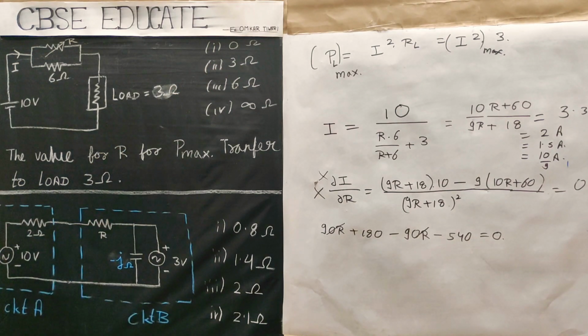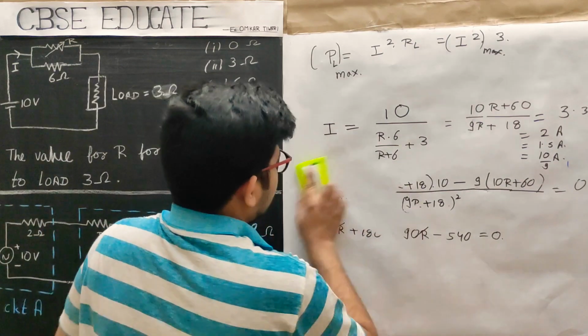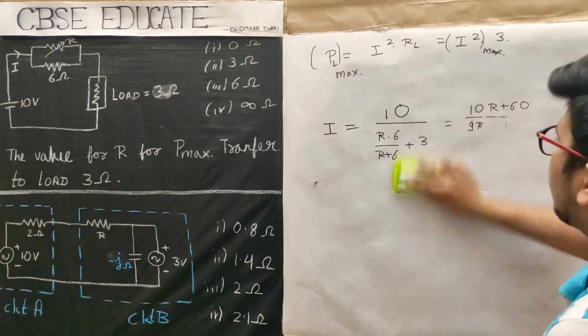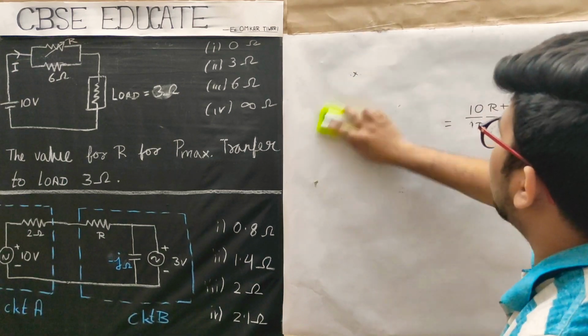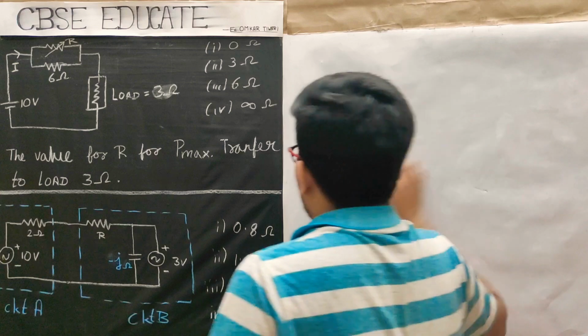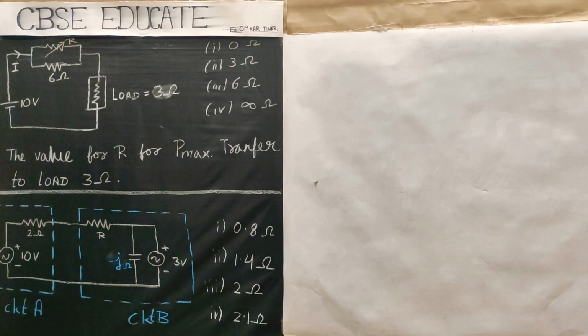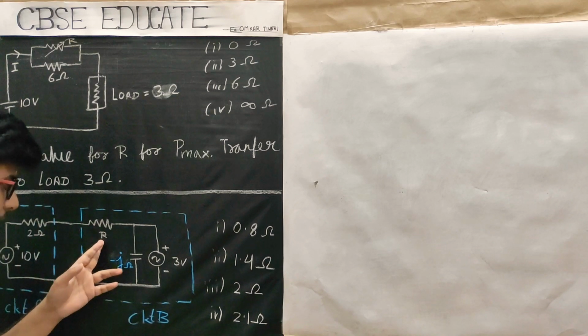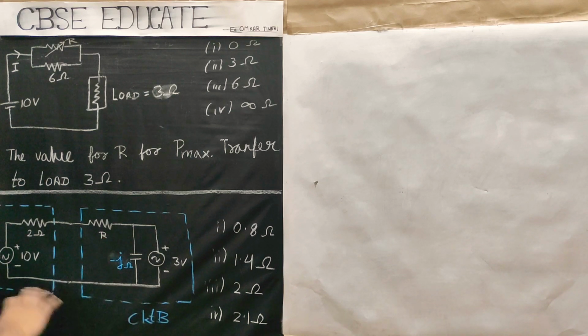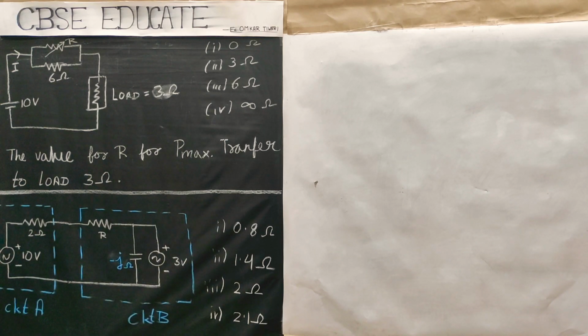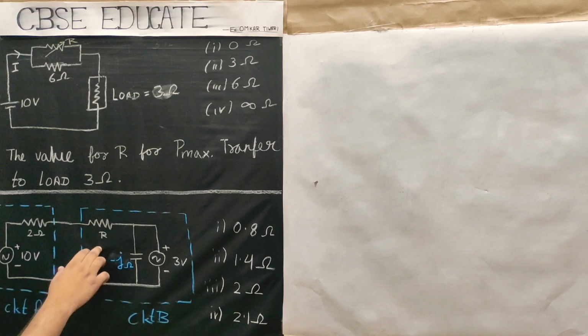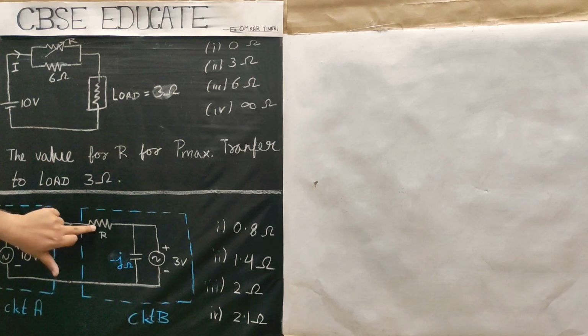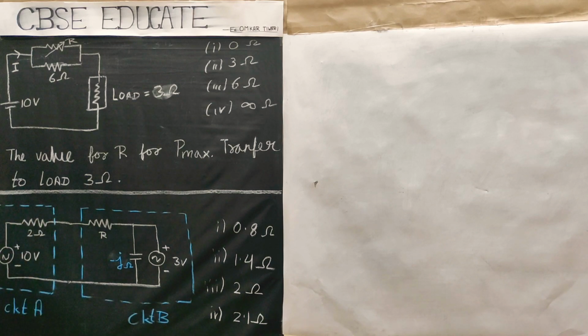Okay, so now coming to this question. Now you can see the question says you have to find the value of this R for maximum transfer of power from circuit A to circuit B. This time the question is not saying that you have to find the value of R for which the power is maximum transferred to the resistance R. Here the maximum power has to transfer from circuit A to circuit B.